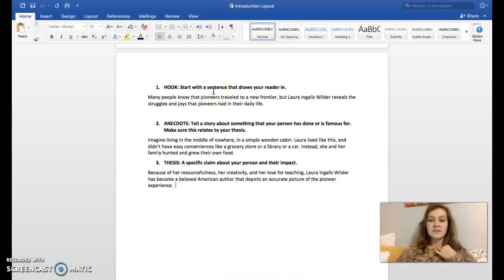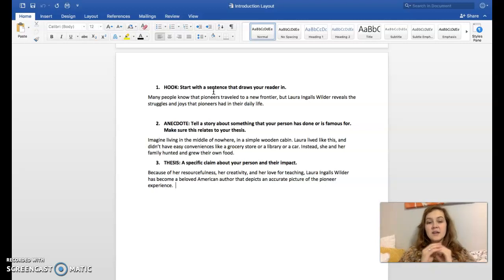The hook is a sentence that draws your reader in. So for this example, I did a short introduction about Laura Ingalls Wilder. Okay, so I wrote, many people know that pioneers traveled to a new frontier, but Laura Ingalls Wilder reveals the struggles and joys that pioneers had in their daily life. So it draws them in and hopefully gets them curious about their struggles and joys.